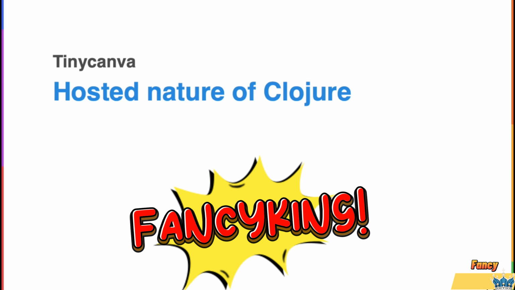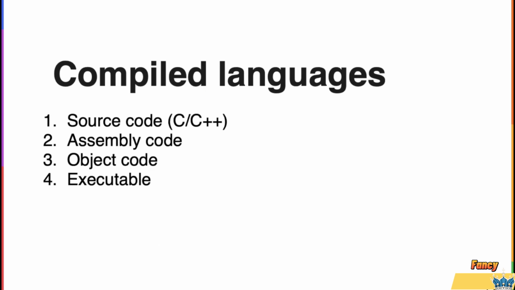Programming languages need a mechanism to be converted from source files to something that can be executed. In compiled languages like C or C++, the source code is first converted to assembly code, then to object code, and then some linker magic is used to create an executable.